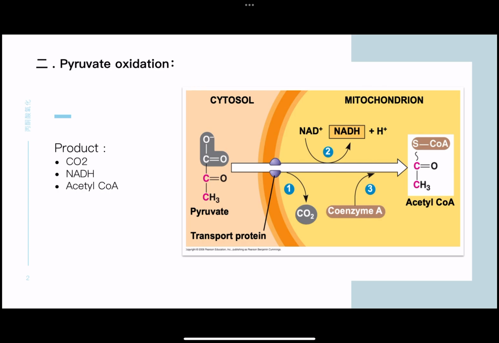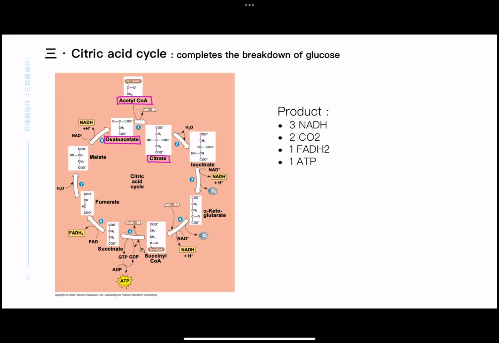The second step is pyruvate oxidation. After pyruvate enters the mitochondria, it first strips off a carbon dioxide and then becomes acetyl-CoA, so acetyl-CoA goes to the next step. All the products of part 2 are carbon dioxide, NADH, and acetyl-CoA. This stage takes place in the matrix.